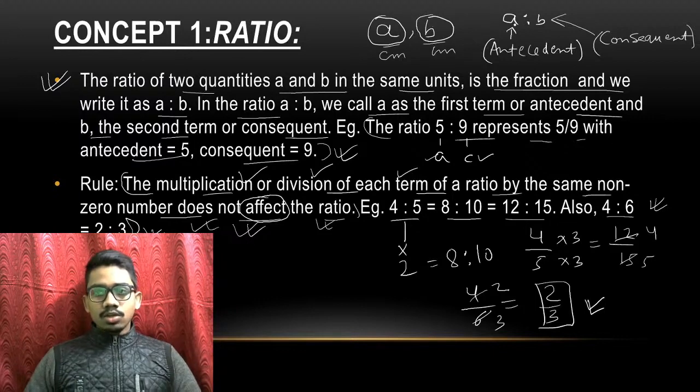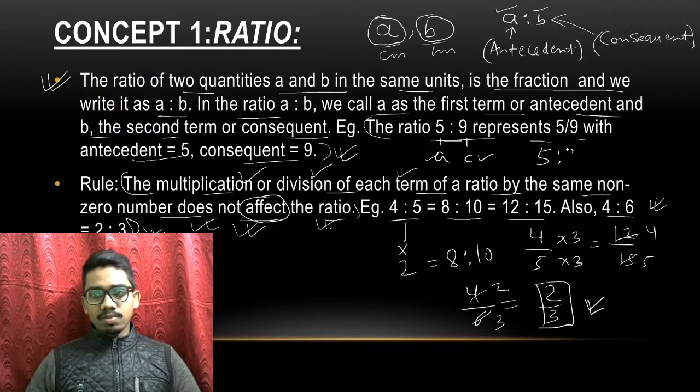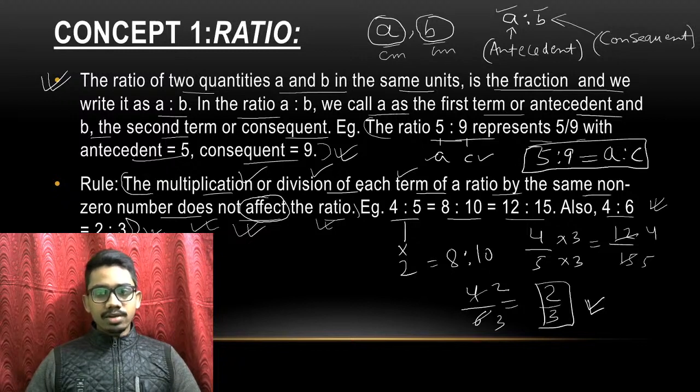So I told you about antecedent and consequent. And see, in this ratio like 5:9 written over here, 5 is antecedent and 9 is consequent. So this is the thing you need to know, the basic thing. Clear? And you need to know the rules.